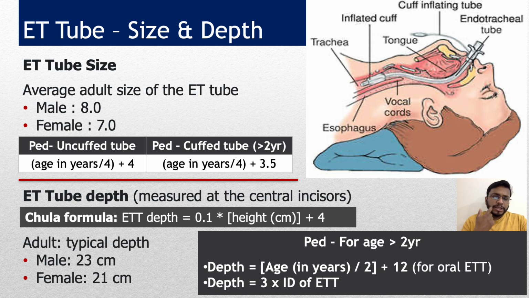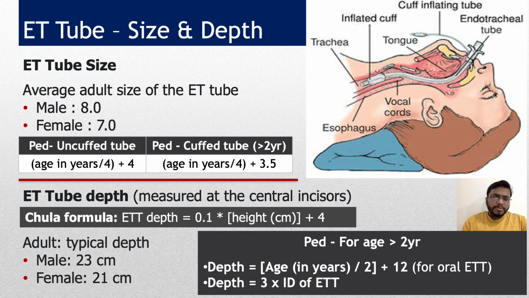When the tube is in, you measure from this area, and there are markings on the ET tube. If you have seen an ET tube, you have seen the markings. For the depth, you can use Chula's formula, though it's not commonly used. It's 0.1 times height in centimeters plus 4. For an adult, typically it is 23 centimeters for a male and 21 centimeters for a female.